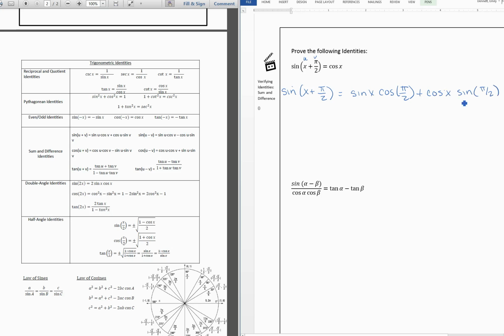And now what we need to do is look at our unit circle and look at pi over 2. We see that cosine of pi over 2 is 0 and sine is 1. So we can plug those values in. We've got sine of x times 0 plus cosine of x times 1, which sine of x times 0 is just 0. So we just get cosine of x. So we use the sum identity to prove it.